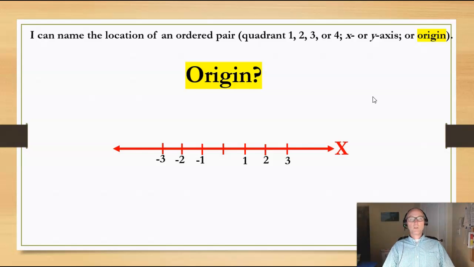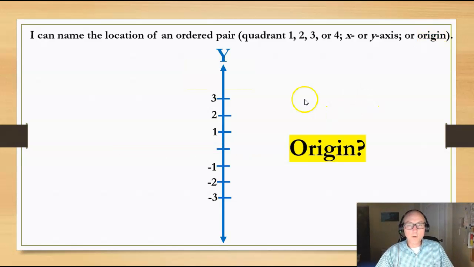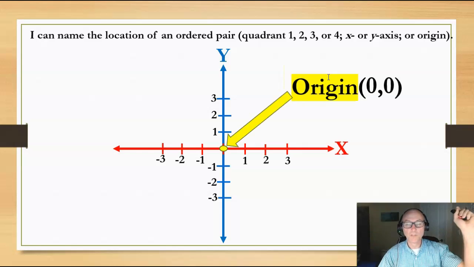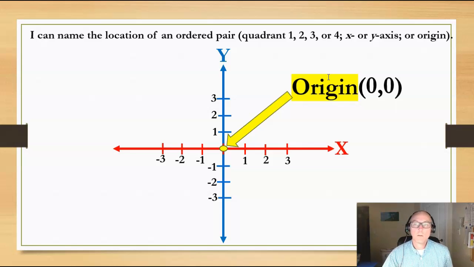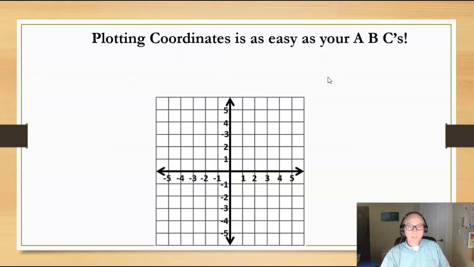Origin. Now we've got some new material. Where's the origin? There it is. The origin on here, where everything begins. Now where's the origin on here? Oh, it's the crosshairs. It's like a target right where they meet. 0, 0 is the coordinate of the origin if anybody asks you. So what's this called?